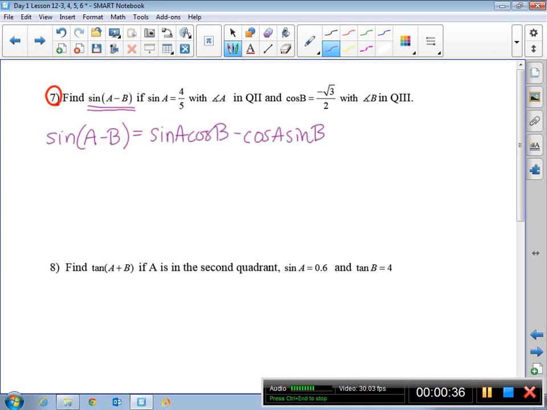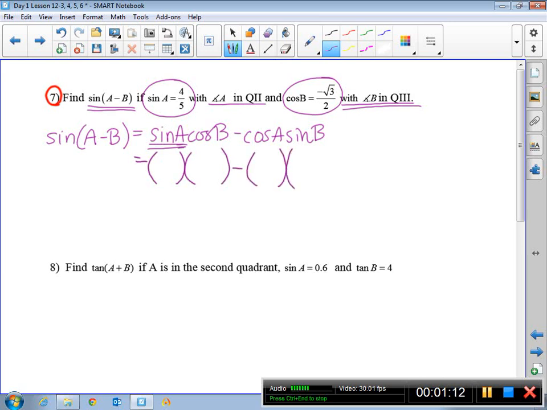So the sine of A, the cosine of B, minus the cosine of A and the sine of B. Now, do we have angle information or do we have SOHCAHTOA information? SOHCAHTOA. We have the whole thing. Here's info on the sine of A. It's 4/5, and A is in quadrant 2. Information on angle B is that the cosine of B is negative square root of 3 over 2, and it's in quadrant 3. So I'm going to need to fill in the sine of A, the cosine of B, then the cosine of A, and the sine of B.